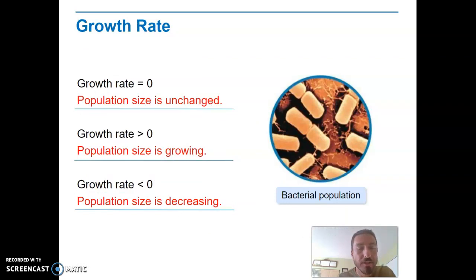The growth rate. Okay, so if a growth rate is 0, then the population is going unchanged. There are other calculations in sciences where maybe you're comparing to the number 1. Greater than 1 would mean one thing, less than 1 would mean the other thing. But in this case, we're comparing it to 0. So if the growth rate is 0, that population is not changing. If the growth rate is greater than 0, well, the population is growing. And if the growth rate is less than 0, the population is decreasing.